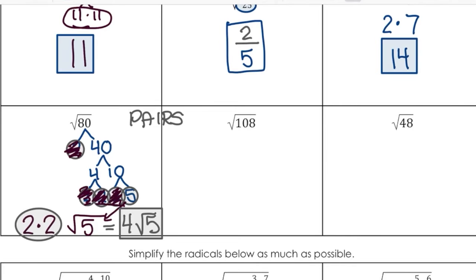Let's try the same thing with 108. So I'm not really sure what goes into 108. It's kind of a big number. So I'm just going to start by dividing by 2. I know that half of 100 is 50 and half of 8 is 4. So I have 54. But 54 is still kind of a weird number, and I really don't know what goes into it either. But I know that since it ends in a 4, I can divide by 2 again.